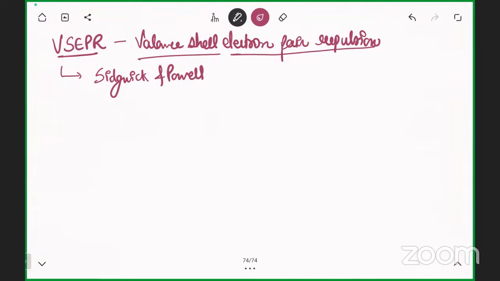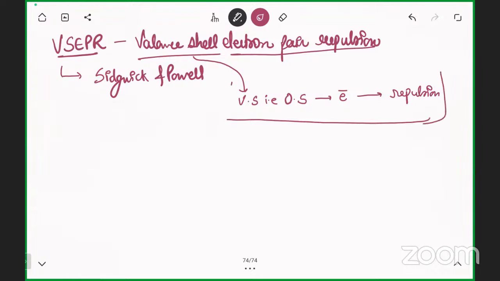So now tell me what the name suggests. The name suggests that I'm talking about the valence shell, which means the outermost shell. Second, there are electron pairs. Third, we know that electron pairs, being negatively charged, repel each other. So that is called repulsion. So this whole theory is based on the repulsion between the electrons in the outermost shell. Clear?